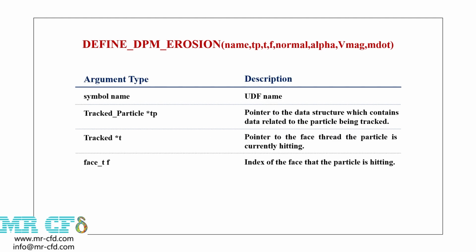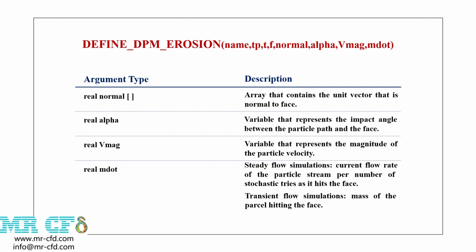This macro is represented using several arguments. The first argument indicates the name of the desired function. The second argument is a pointer to the data structure that contains the information related to the tracked particle. The third argument is a pointer to a surface thread of discrete particles that are colliding. The fourth one is the index of that surface from the surface thread of discrete particles that are colliding. The fifth argument is an indicator of the unit normal vector, or perpendicular, to the surface.